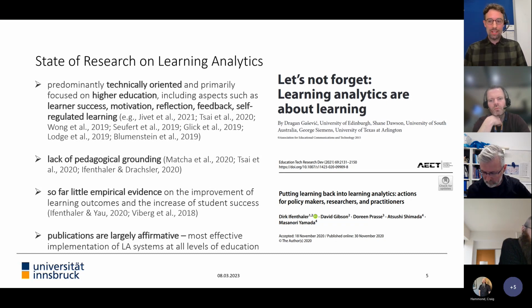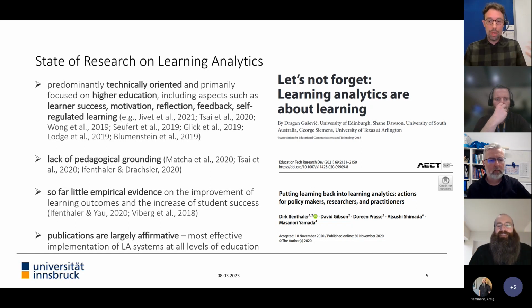Interesting is that there is a lack of pedagogical grounding in most of this research. For example, a systematic literature review on this topic by Matcha et al. shows that 69% of all research they analyzed on learning analytics dashboards has no pedagogical theory explicitly mentioned. That's quite interesting, I think.